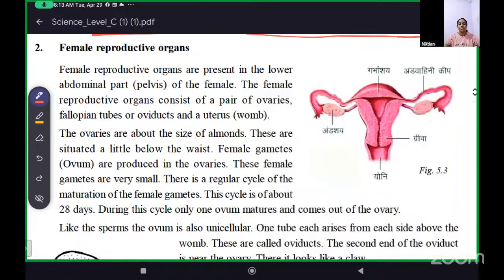The second portion is about the female reproductive organs. They are present in the lower abdominal part of the female. The lower part of our body is called the abdomen. Now, the female reproductive organ consists of a pair of ovaries, fallopian tubes or oviducts, and a uterus. These are known as fallopian tubes.